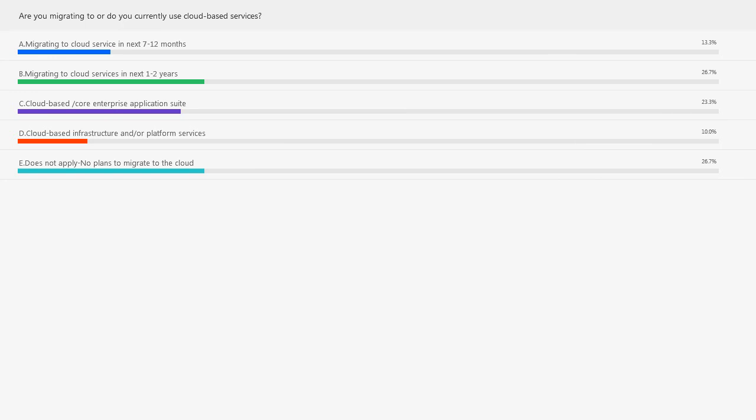Okay, so 13% looking to do something in the next 0 to 12 months. About a quarter of you are looking to migrate in the next 1 to 2 years. 23% currently on cloud-based applications, 10% on cloud-based infrastructure. And look at that, 26% no current plans to move to the cloud.